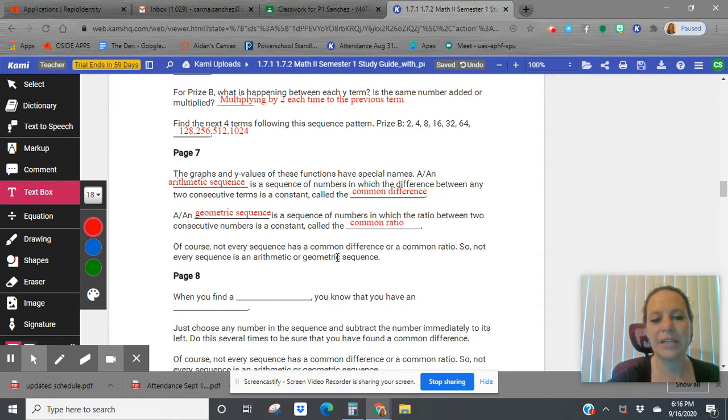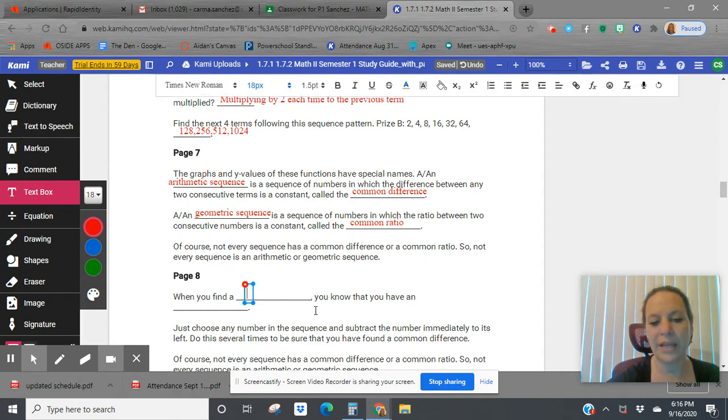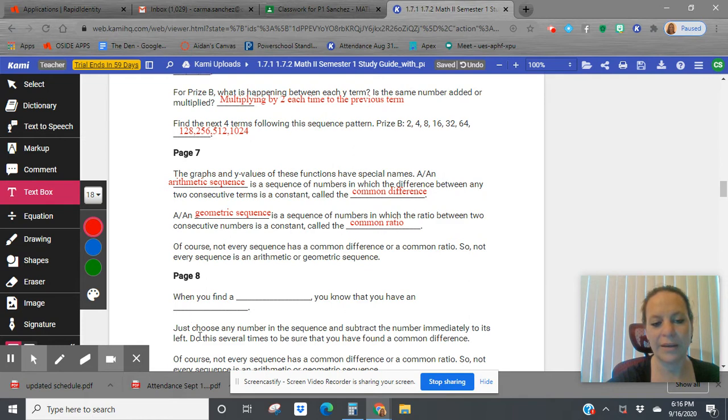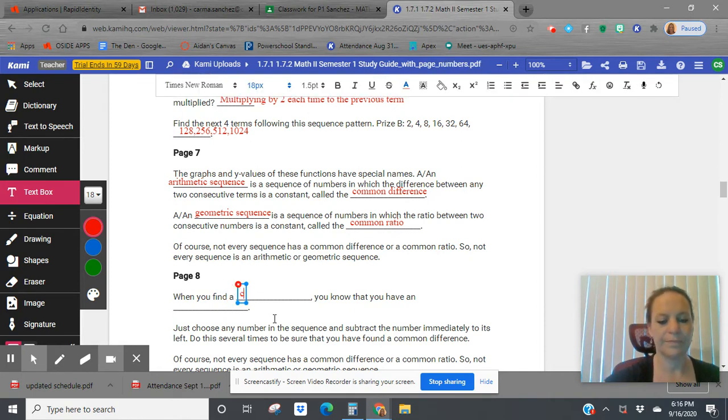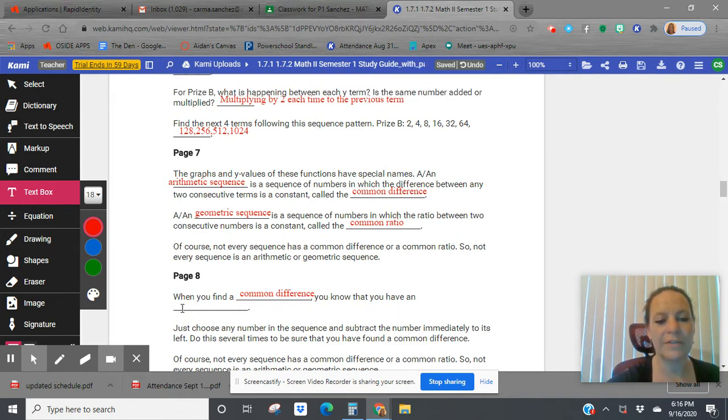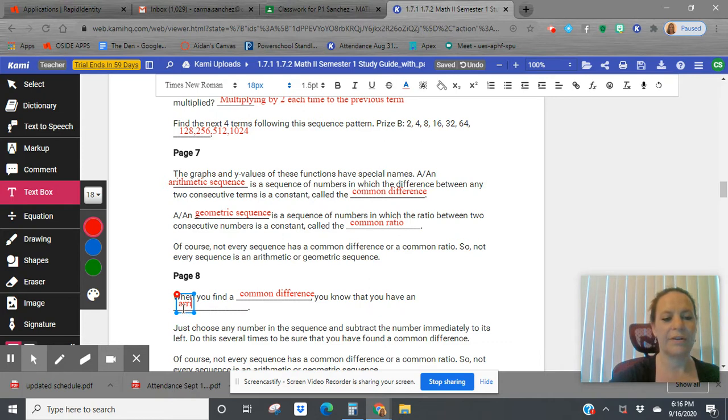Of course, not every sequence has a common difference or a common ratio, so not every sequence is arithmetic or geometric. When you find a blank, you know you have a blank. Just choose any numbers in the sequence and subtract the number immediately to its left. Do this several times to be sure you've found a common difference. When you find a common difference, you know you have an arithmetic sequence.